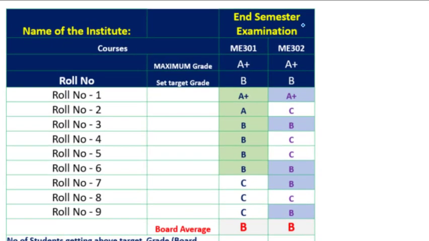For board examination, we will calculate these things. Say end semester examination, we are going to calculate, name of the institute, courses we are calculating for 2 courses, ME 301 and ME 302. It has to be for all the courses, and in place of marks I am taking grade, because the system we are considering has the grading system. So maximum grade is A+, and the set target grade, as we have considered just now, 50% of the students are within the B group, B grade, so we take B as the set target. So we will consider only those students who are above B, B and above. That means either B or A or A+.